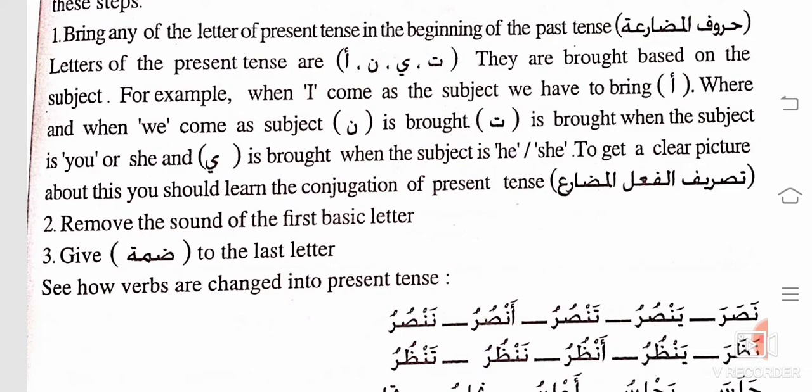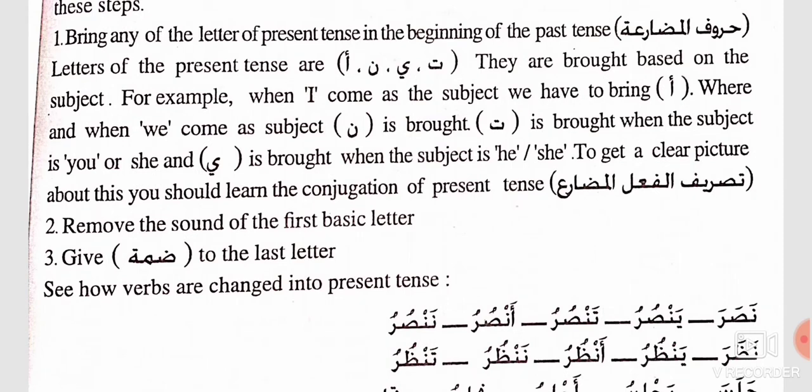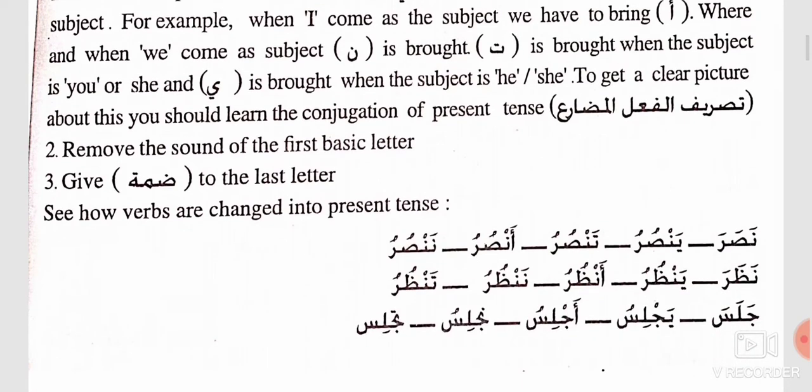We are going to the second step. First step is adding the letter of present tense. Then the second step is to remove the sound of the first basic letter. There are basic letters for every fi'il, and we need to remove the sound of the first basic letter of fi'ilul madi to make fi'ilul mudari. So nasara, here you can look, nasara yansuru tansuru. Nasara is going to be made as yansuru. Nasara is fi'ilul madi, yansuru is fi'ilul mudari.